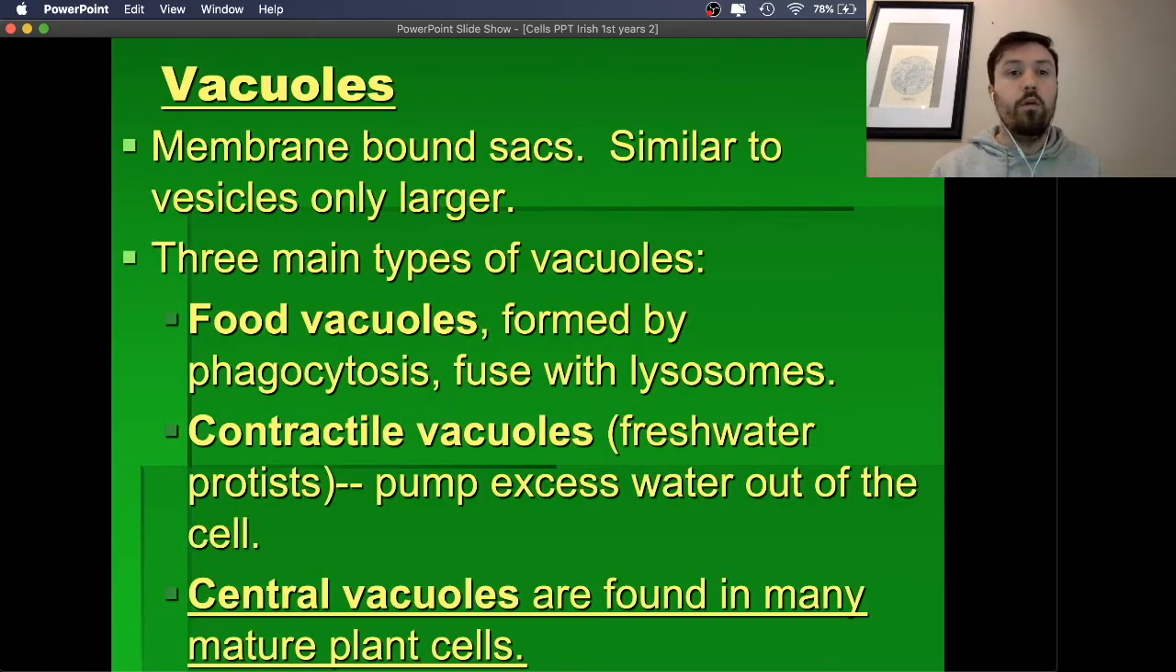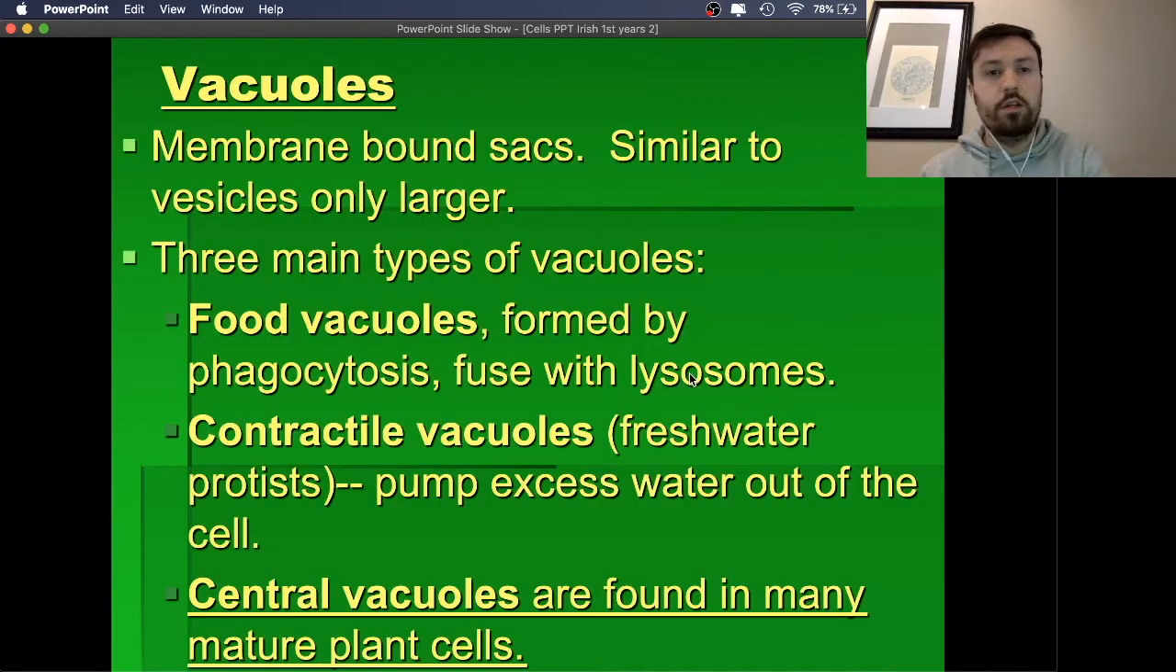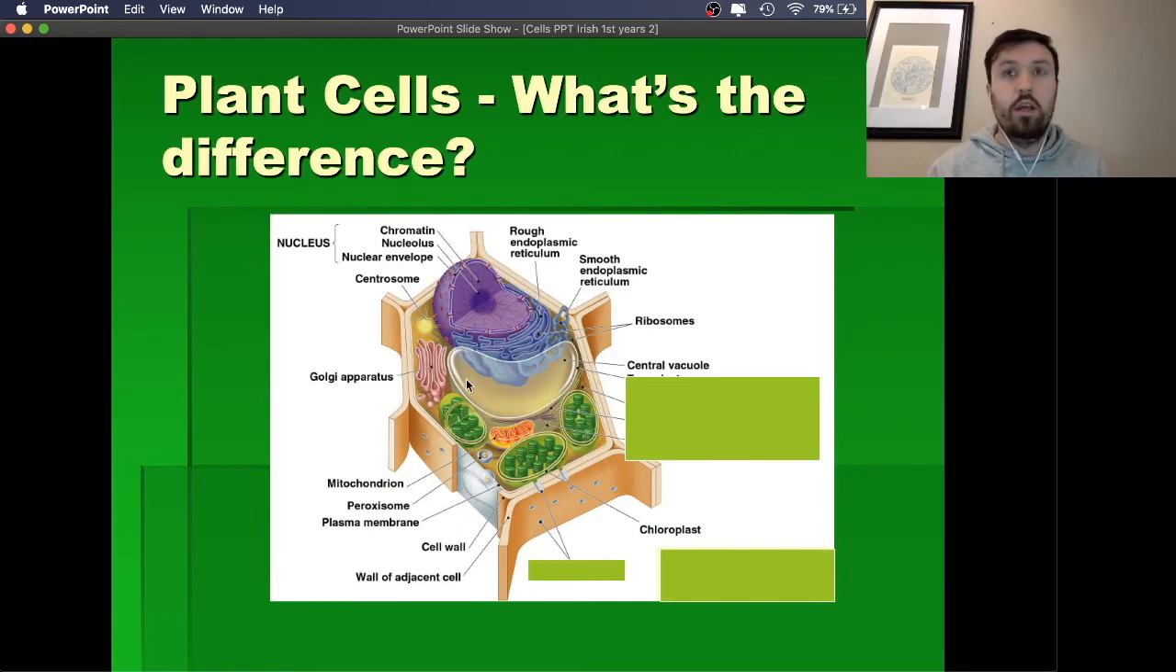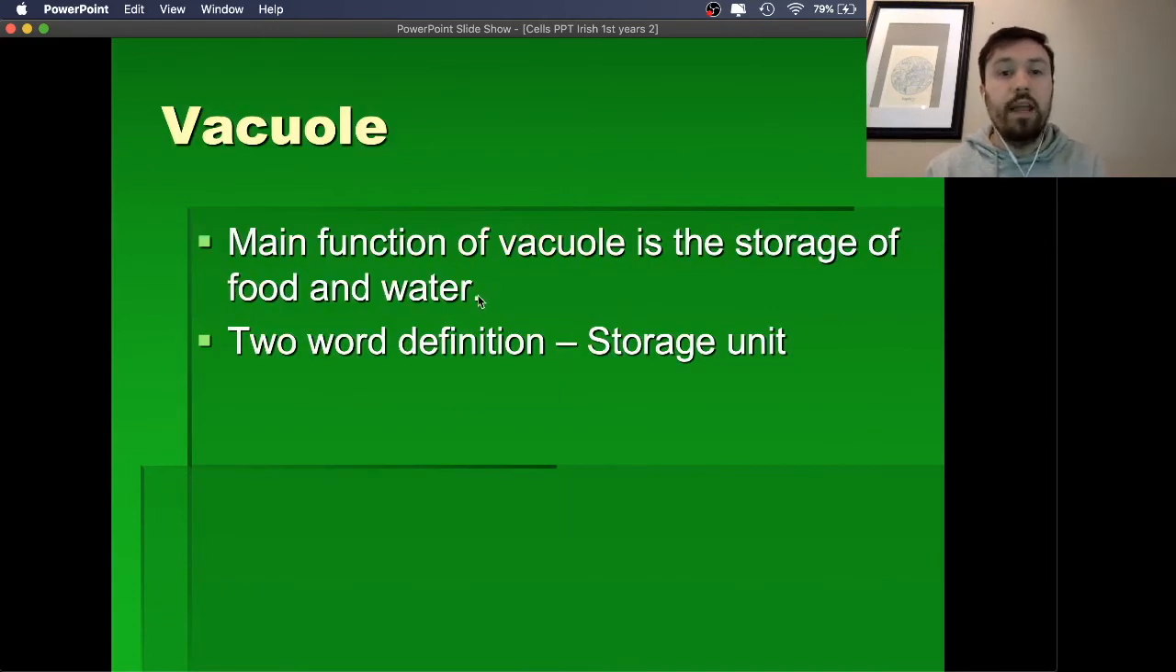All right, so we have this big white thing in the center here called a central vacuole, or we're just going to call it a vacuole right now. There's a bunch of different kinds. We have food vacuoles, contractile vacuoles, but I want to talk about this one here at the bottom called a central vacuole. They're membrane-bound sacs, so imagine a water balloon, right? You stuff a water balloon into a cell, that's kind of what they are. And the main function of a vacuole is the storage of food and water.